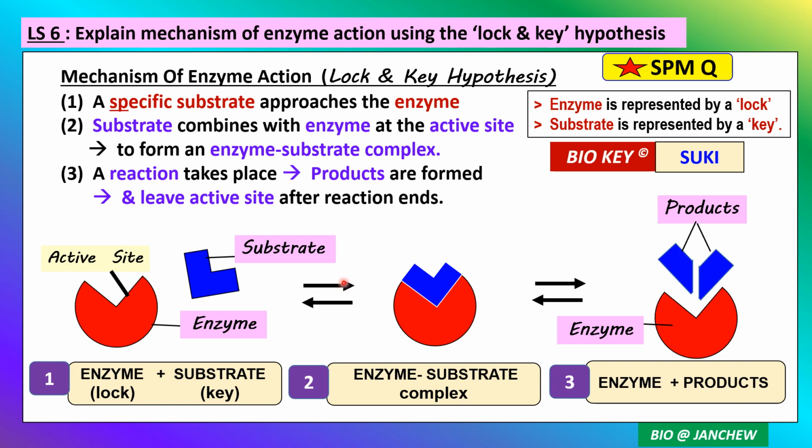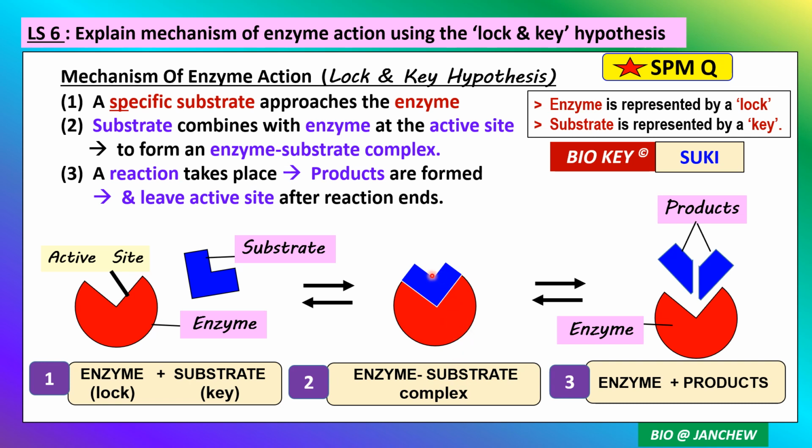Okay, so the substrate combines with the enzyme at the active site if both the shape of the active site and the shape of the substrate are complementary or matching, right? So an enzyme substrate complex is formed. What is an enzyme substrate complex? It's just a combination of the enzyme molecule and the substrate molecule.